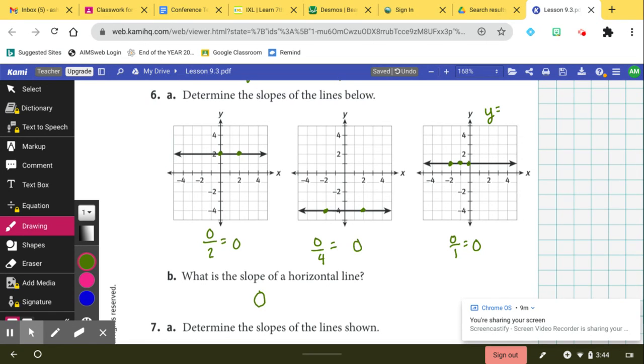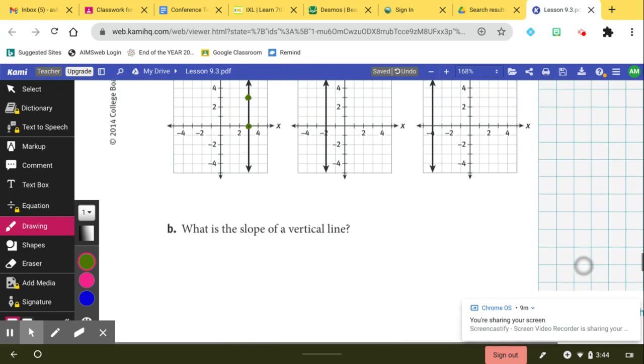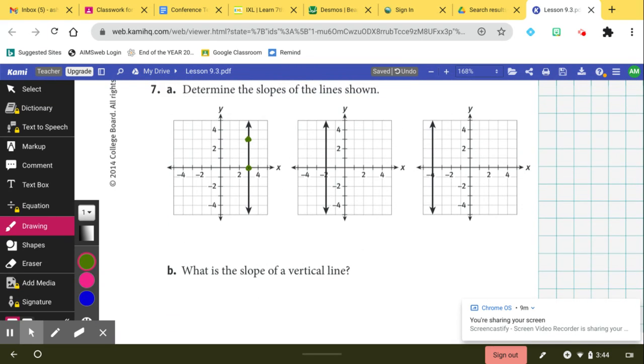So this one would be y equals 1. This one would be y equals 4. And this one would be y equals 2. Because we don't have that mx, our slope is 0. So it's just our y-intercept. All right, back to my vertical line, sorry.